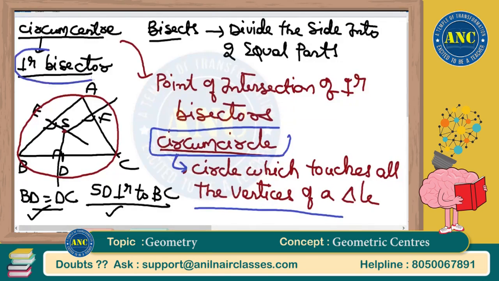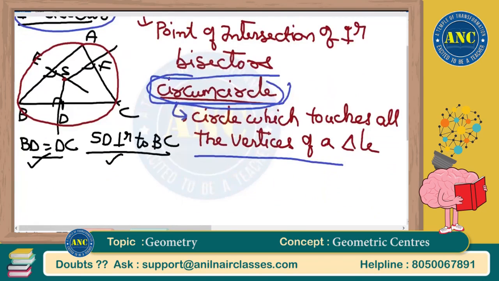What is a perpendicular bisector? What is a circumcenter? And what is a circumcircle?